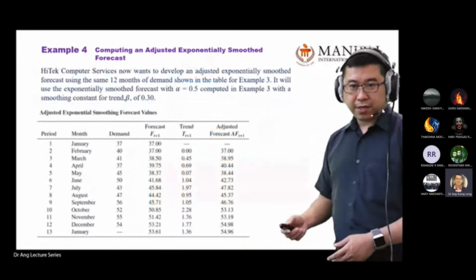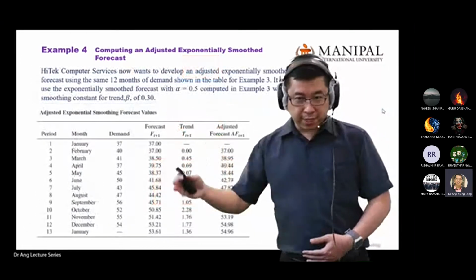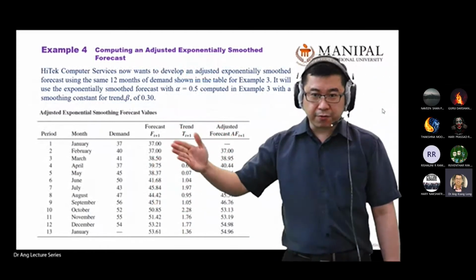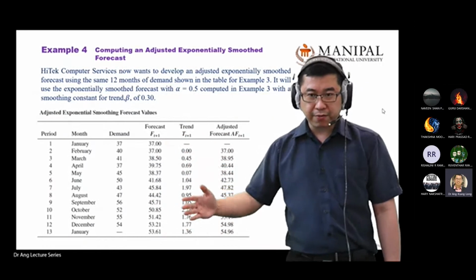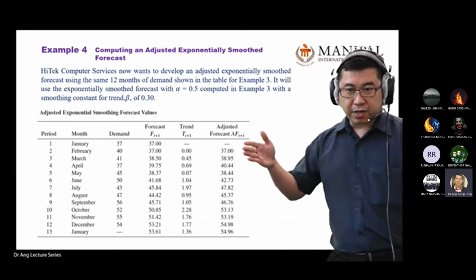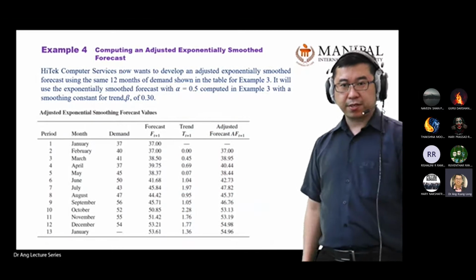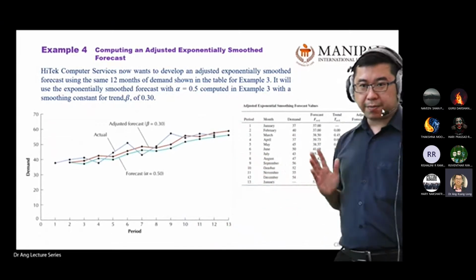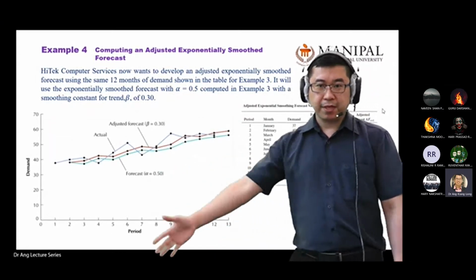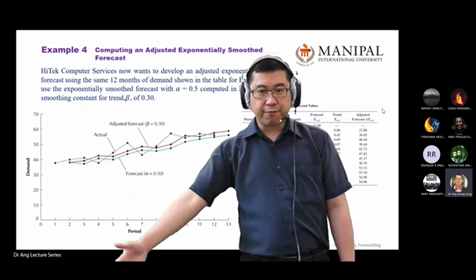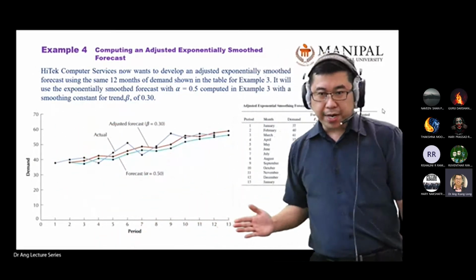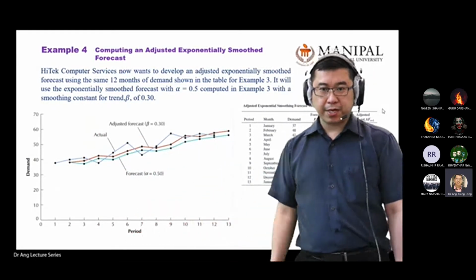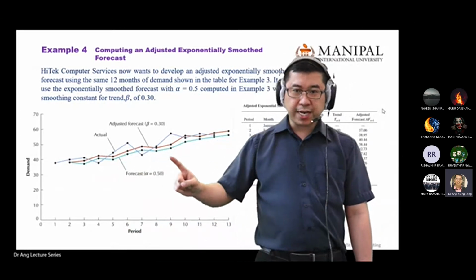All right. So I give you the answer for the calculation. From here, you calculate the forecast with alpha 0.5, the trend, and also the adjusted forecast. So you get this table. Next, you plot this table into a graph. On the left is demand and forecast numbers. This is the month or period. So you can see that you have 3 lines here.